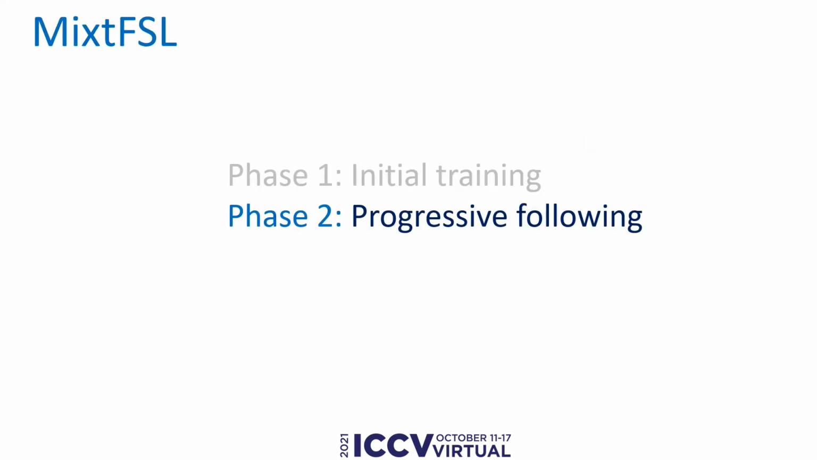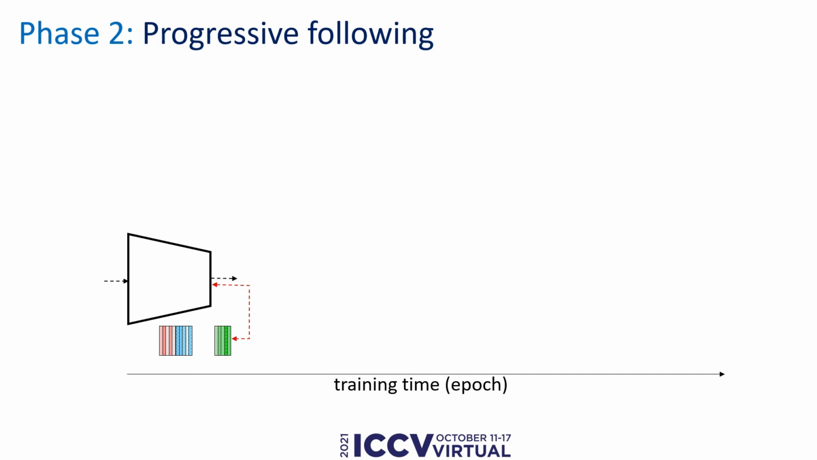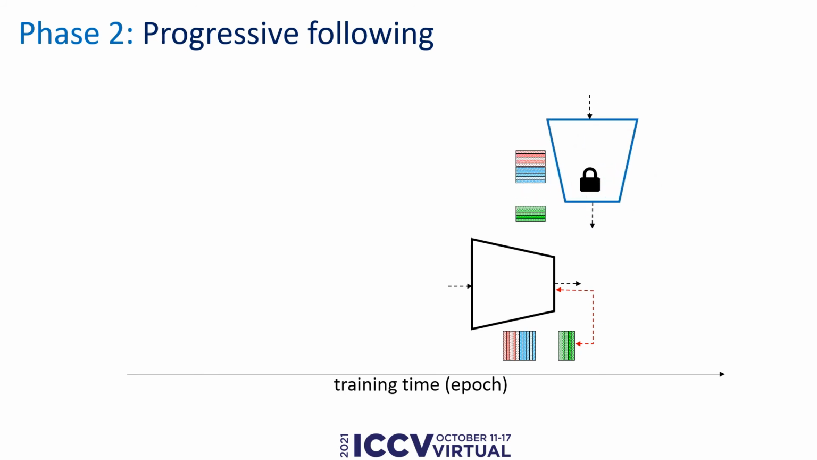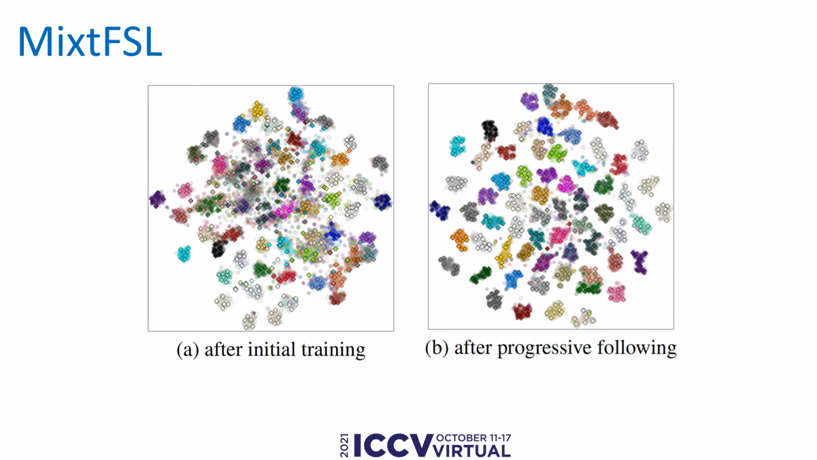Our MixtFSL contains a second training stage, or progressive following, which aims at learning more discriminative embeddings. In the progressive following stage, the network is supervised by a fixed copy of the best detected target model of the initial training stage, shown in blue, to stabilize the training. The target network and mixture components are replaced by the best validated network through time. In this slide, we have the t-SNE visualization of the learned feature embeddings, circles, and mixture components, diamonds, after the initial training and progressive following stages.